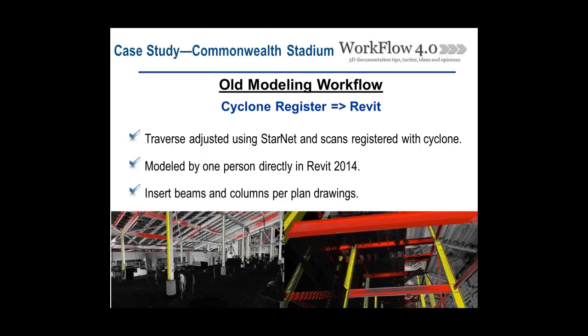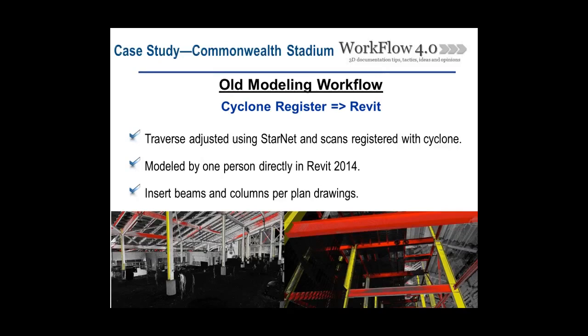So the old modeling workflow consisted of us bringing everything into Leica Cyclone, registering everything together, and then exporting those out to PTS files, and then converting those files over to RCS files in order to bring them into Revit. We adjusted the traverse using StarNet, brought the adjusted coordinates into Leica Cyclone, and then took our scans, which were independently registered together, and georeferenced those to the survey control that we had in there.